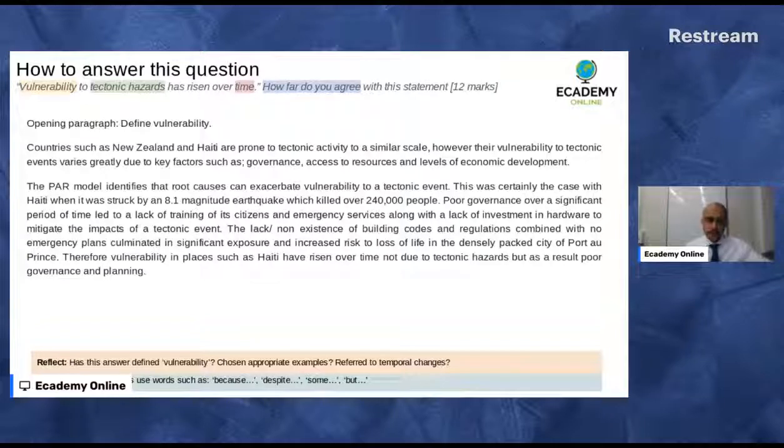Yeah, that's right. So the first two lines basically showing the examiner, hey, look, this is what I'm going to talk about. I'm going to talk about governance. I'm going to talk about access to resources. I think these are the components which show whether a country is vulnerable or less vulnerable to a tectonic event. Yeah, you're acknowledging the question. That's right.